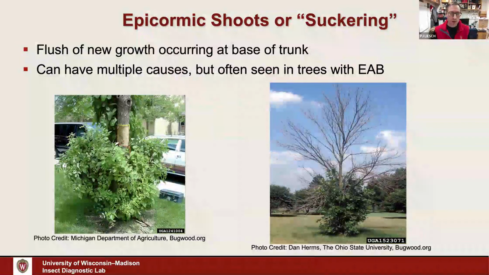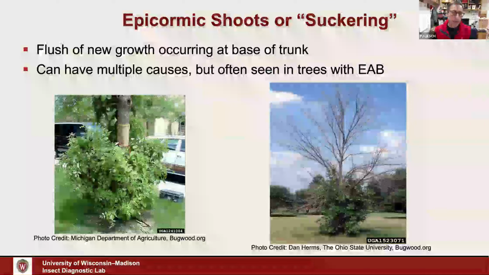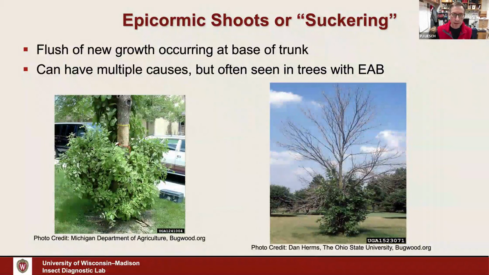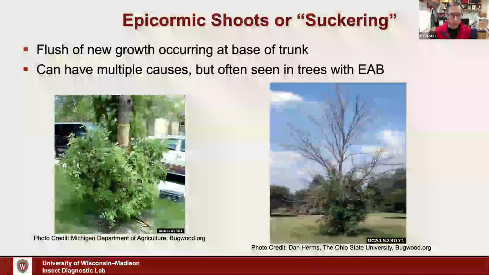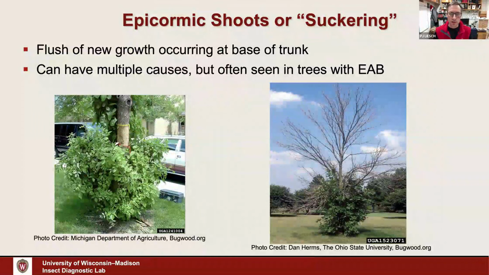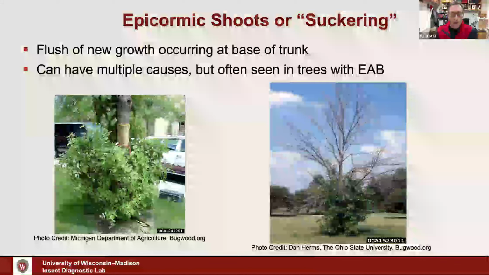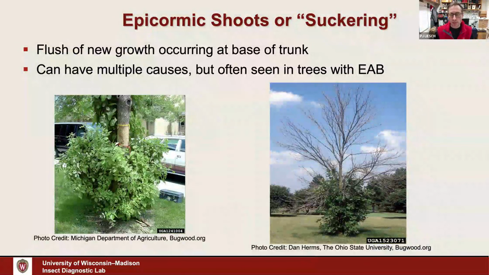Epicormic shoots or suckering, this is where you get sprouts coming out at, say, the base of the trunk. This can occur for a number of reasons: soil compaction, storm damage, and things like that. To a certain extent, it's almost like the tree is gasping for breath, and it's trying to do some more photosynthesis, get more energy. It's trying to survive. So this, again, isn't specific to EAB, but if you have an ash tree infested with EAB, this easily can happen as well. So that's another symptom that we can bump into.